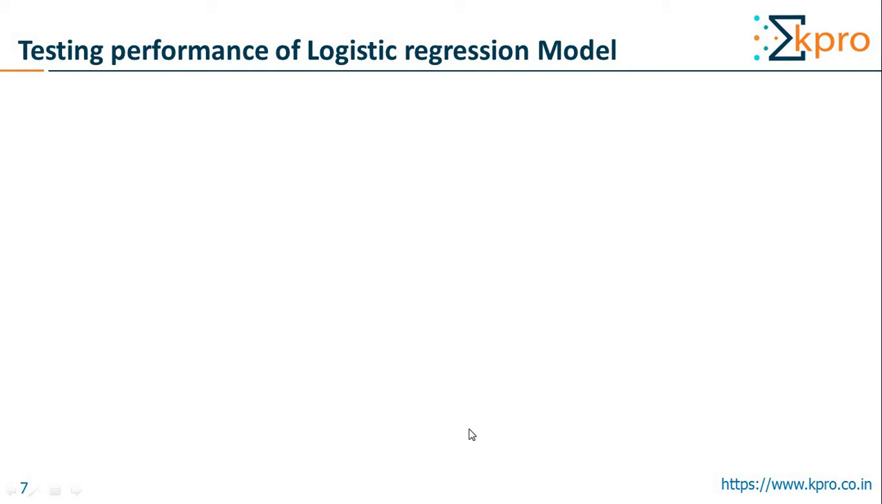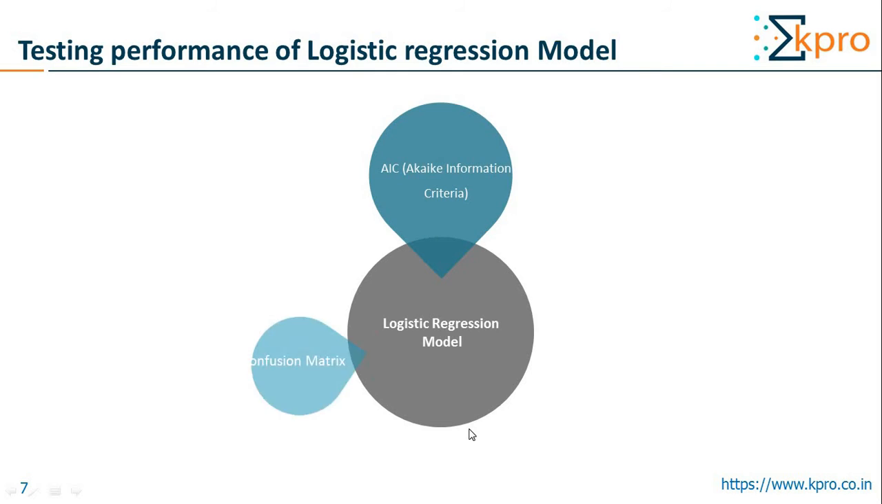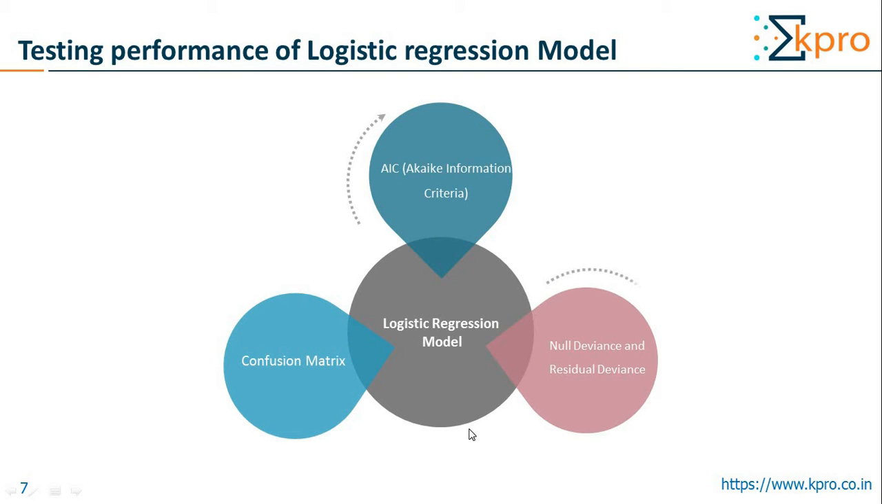There are various metrics to test the performance of a logistic regression model. These metrics are not tool specific. They can be used anywhere irrespective of the tool. I have listed a few of the metrics here. The first one is Akaike information criterion. The second one is null deviance and residual deviance, and the third one is the confusion matrix.